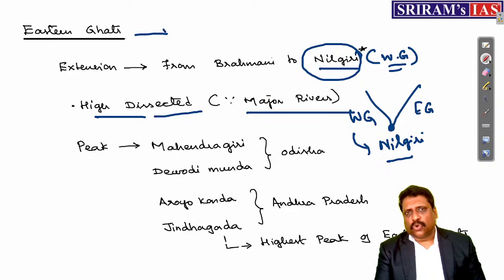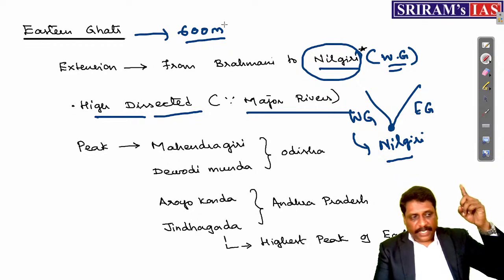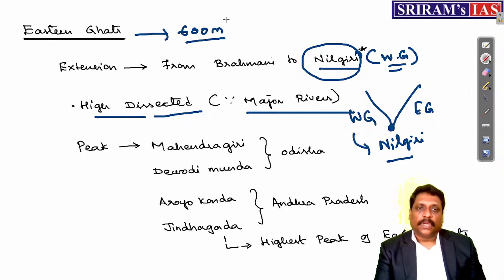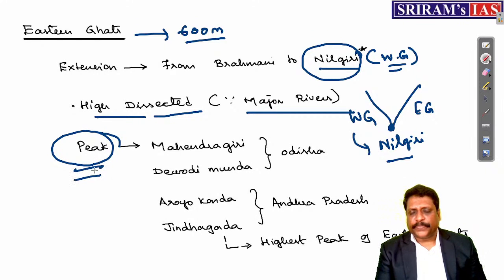Height of Eastern Ghats is not so great, my dear friends. It is only somewhere around 600 meters. Western Ghats is 1300 meters, Eastern Ghats is just 600 meters. One is a tall mountain, one is a short mountain. Okay. Now, when I talk about some of the very important peaks, my dear friends, very important peaks.